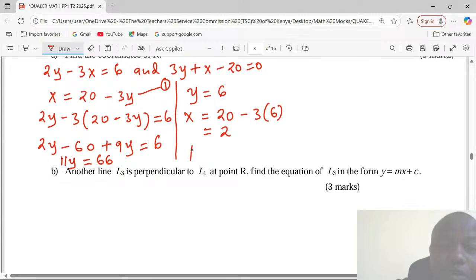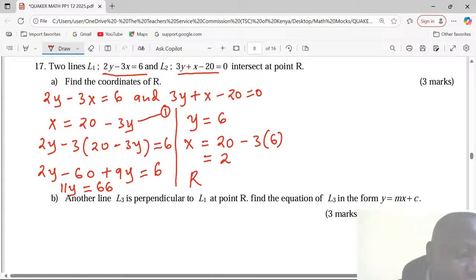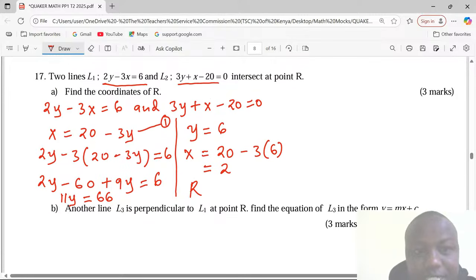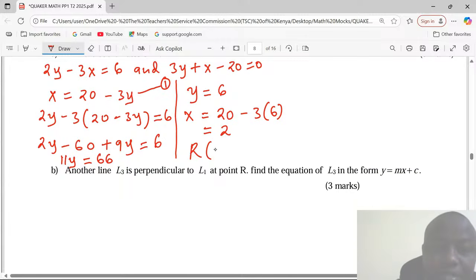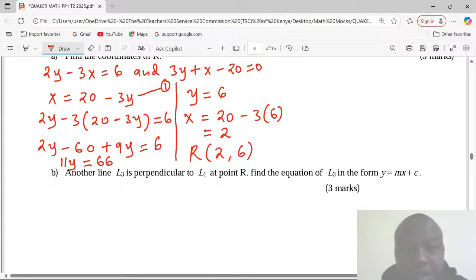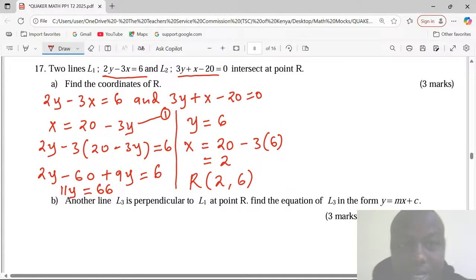It means the coordinates of R, the point of intersection for the 2 lines, is now going to be 2, 6. Yeah, 2, 6. So that is the solution for the first part. Very simple. You're supposed to understand that at the point of intersection, the equations are supposed to be solved simultaneously.